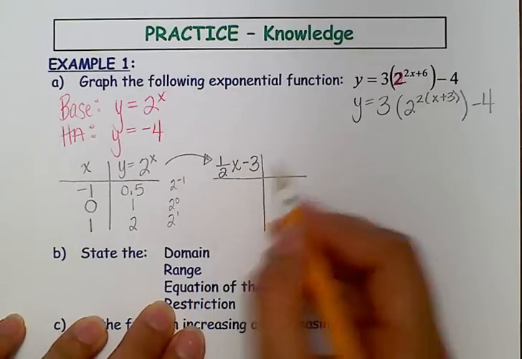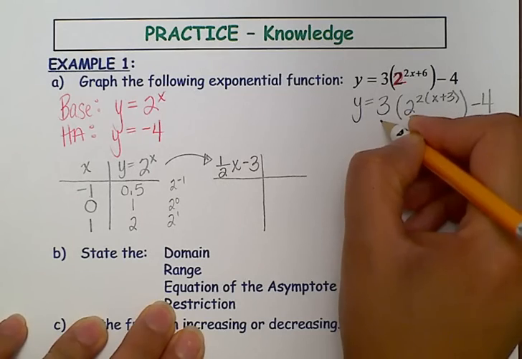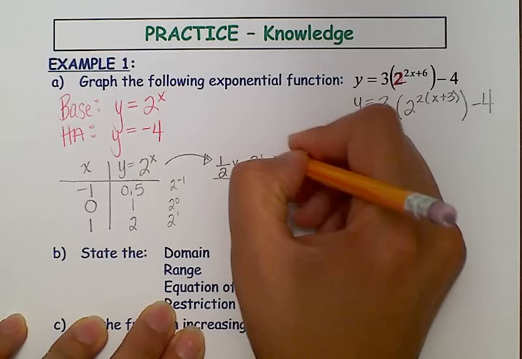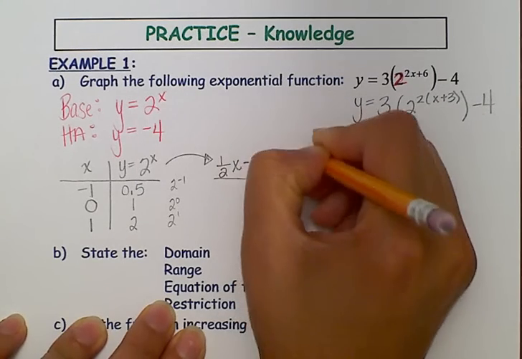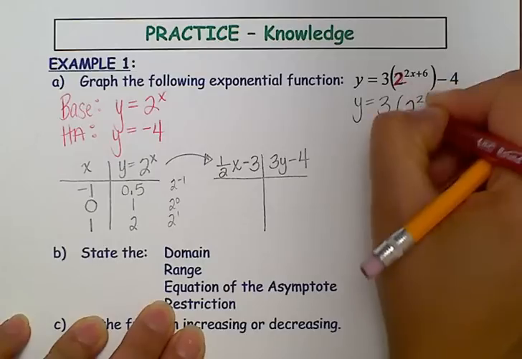In terms of my y values, I have a vertical stretch by a factor of 3 and then a shift down 4 units. So this would be 3y minus 4. And if I solve for the values of x and y, you'll notice that those are going to be my key points.